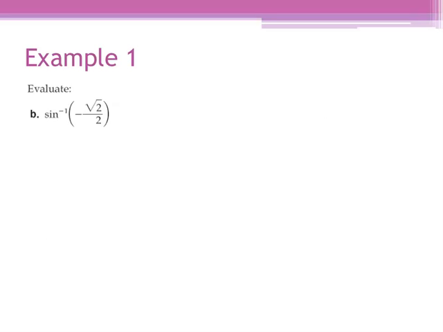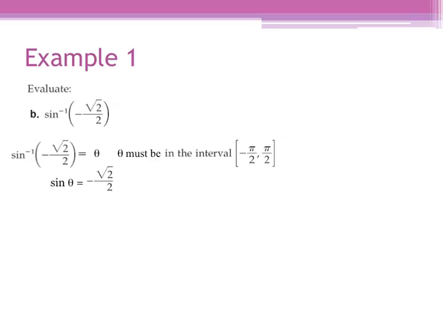Evaluate sine inverse of negative root 2 over 2. Okay, again, I'm going to write this out as, this is equal to some value theta, and we know theta has to be between negative pi over 2 and pi over 2. And then I'm going to rewrite this as sine theta equals negative root 2 over 2. Now, remembering that our answer can only be in quadrant 1 or quadrant 4, now let's take a look.